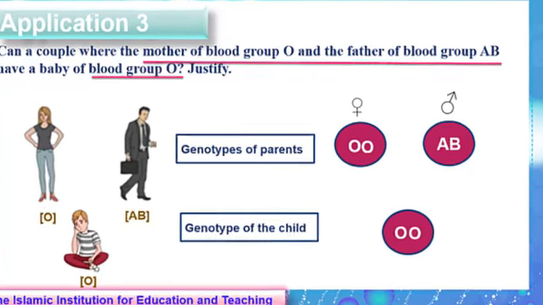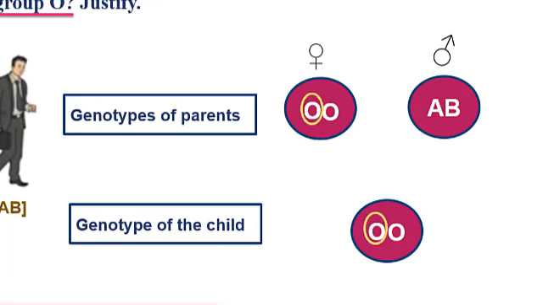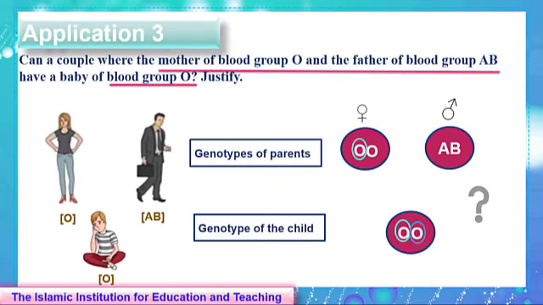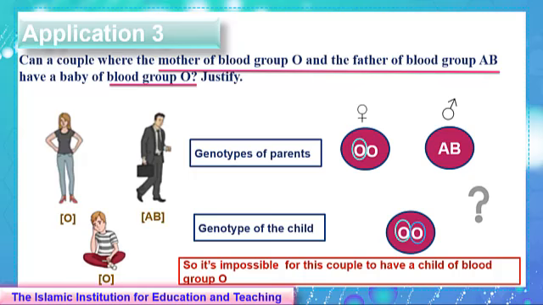This child must have inherited the O allele from his mother. But what about the second allele O? It is impossible to get it from the father since he does not carry this allele. Therefore, this couple will not have a baby of blood group O.